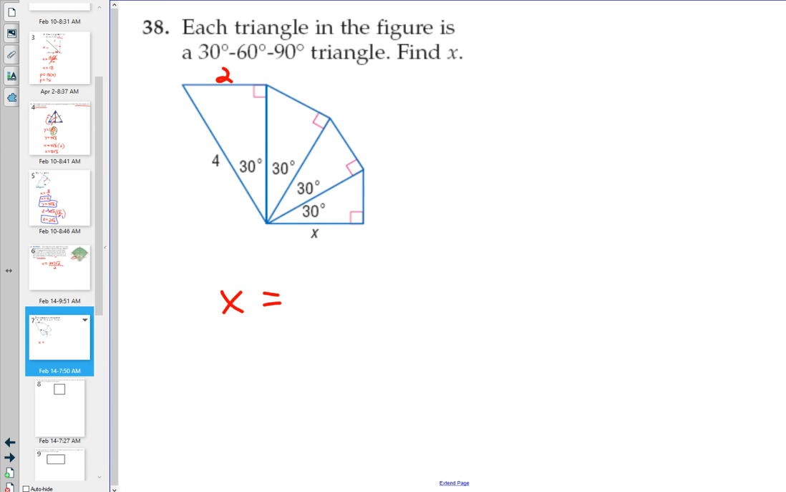Okay, let's just do it in several steps then. All right, so now let's start off with the 2. How do you go from short leg to long leg? Times square root of 3, right? But then, now that I'm on this long leg, I have to go back to the short leg. How do I go from long leg to short leg?